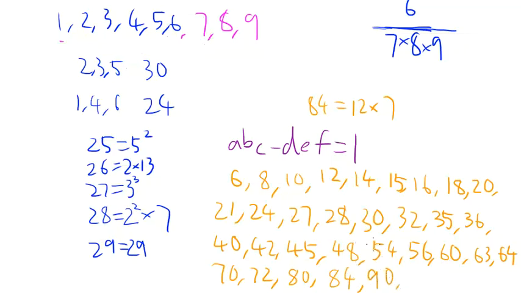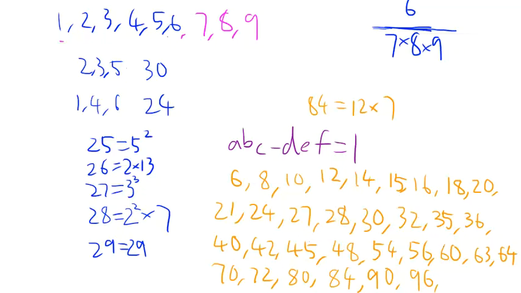90, 2 times 5 times 9, and 96, I guess. Yeah, 96. 12 times 8 is 96. Can we get 100? No, by the same logic that we can't get 25, 50, and 75.